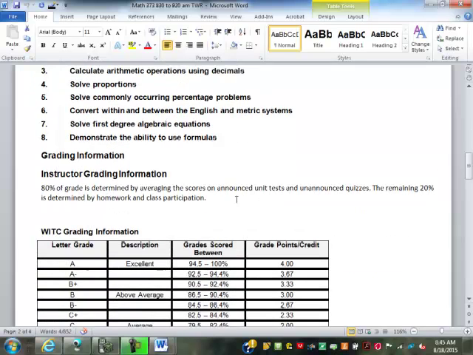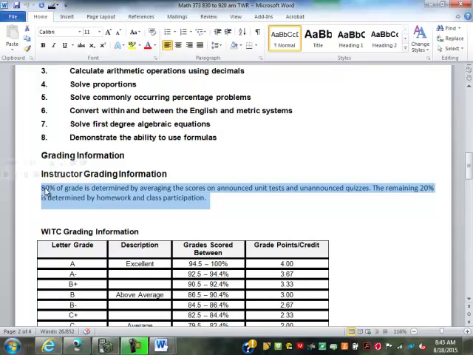Okay, grading. Our grading in here is in two parts. We have tests and quizzes, and then we have homework and participation. So let's talk about tests and quizzes first. That is 80% of your grade. There are 5 units in here, so there will be 5 unit tests, 100-point unit tests.